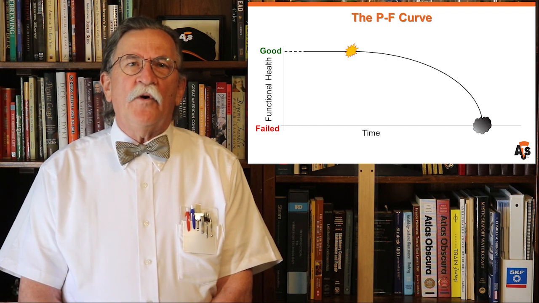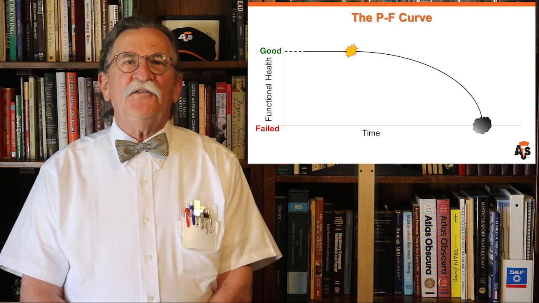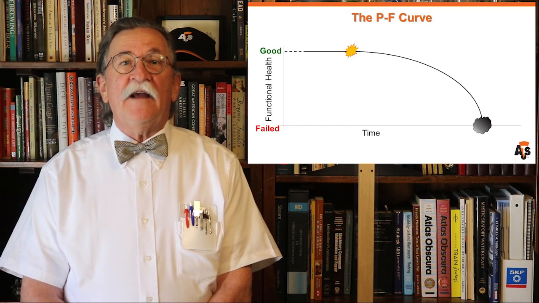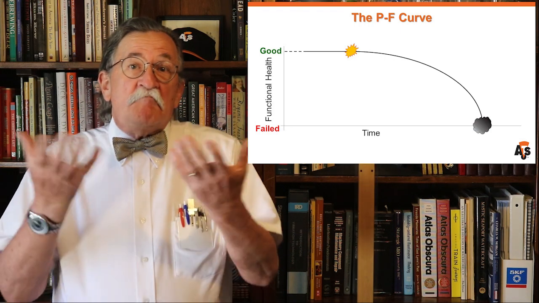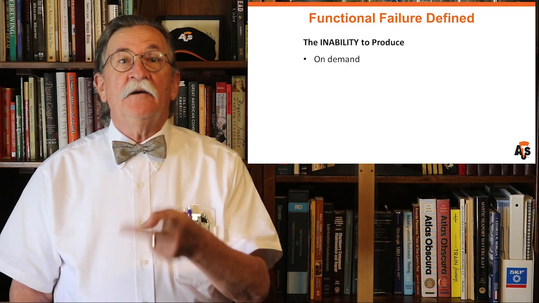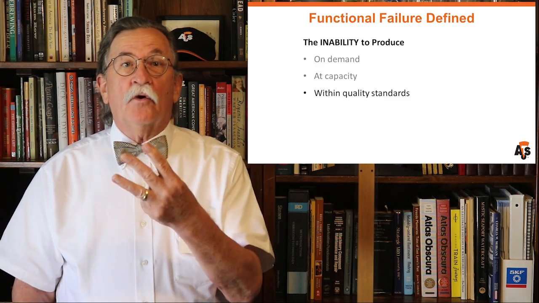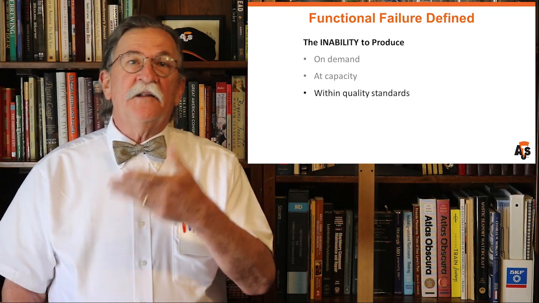Now I show the point of functional failure as a poofy little gray cloud, but that doesn't necessarily mean that things have gone catastrophic, with bits of metal flying around the room, although it could happen that way. It just means that the machine or system is no longer able to perform its intended function on demand, at capacity, or within quality standards. And I talked about these in more detail in a previous tutorial, so we're just going to move on from here.